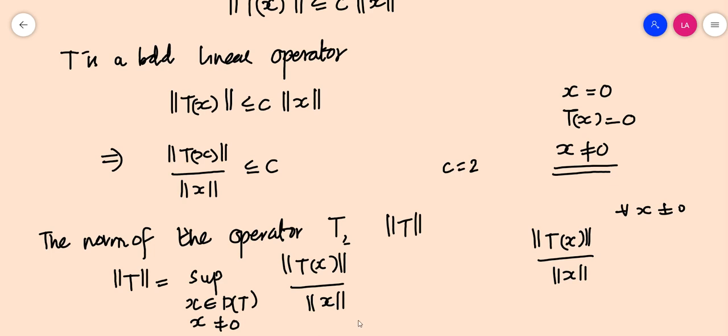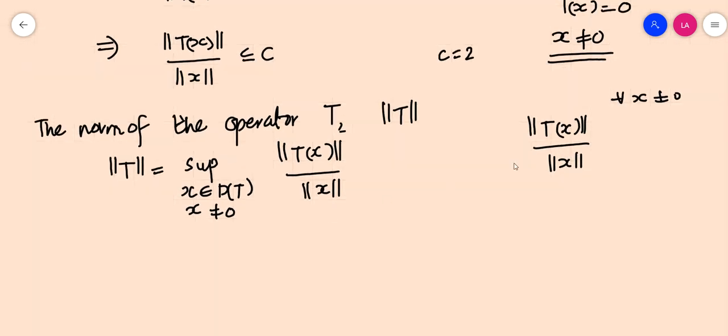Also, this is defined in the case of the domain consisting of elements other than 0. If the domain consists of only the 0 element, we do not use this definition. We consider our norm T, or the norm of the operator, to be 0. So this holds whenever T is bounded.